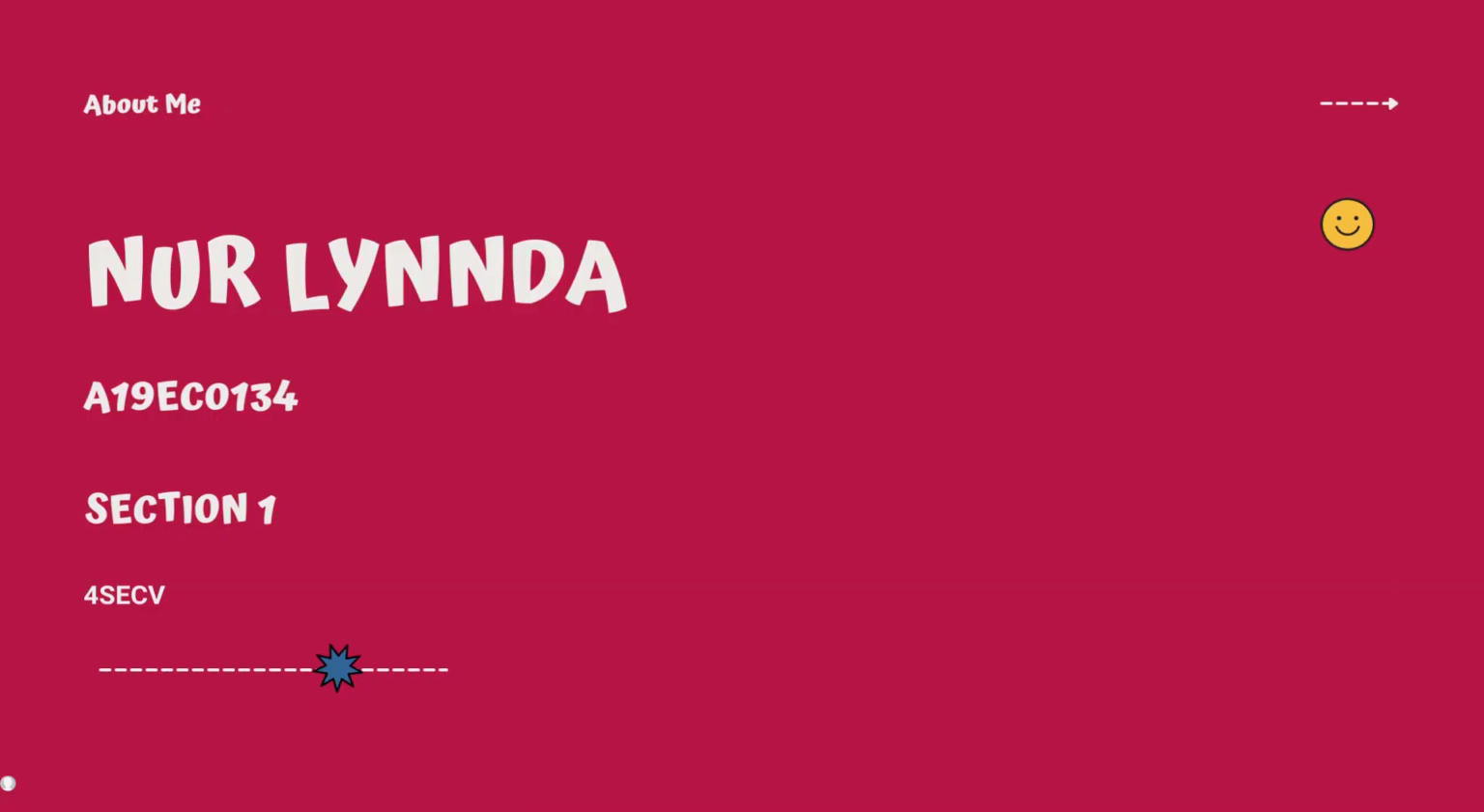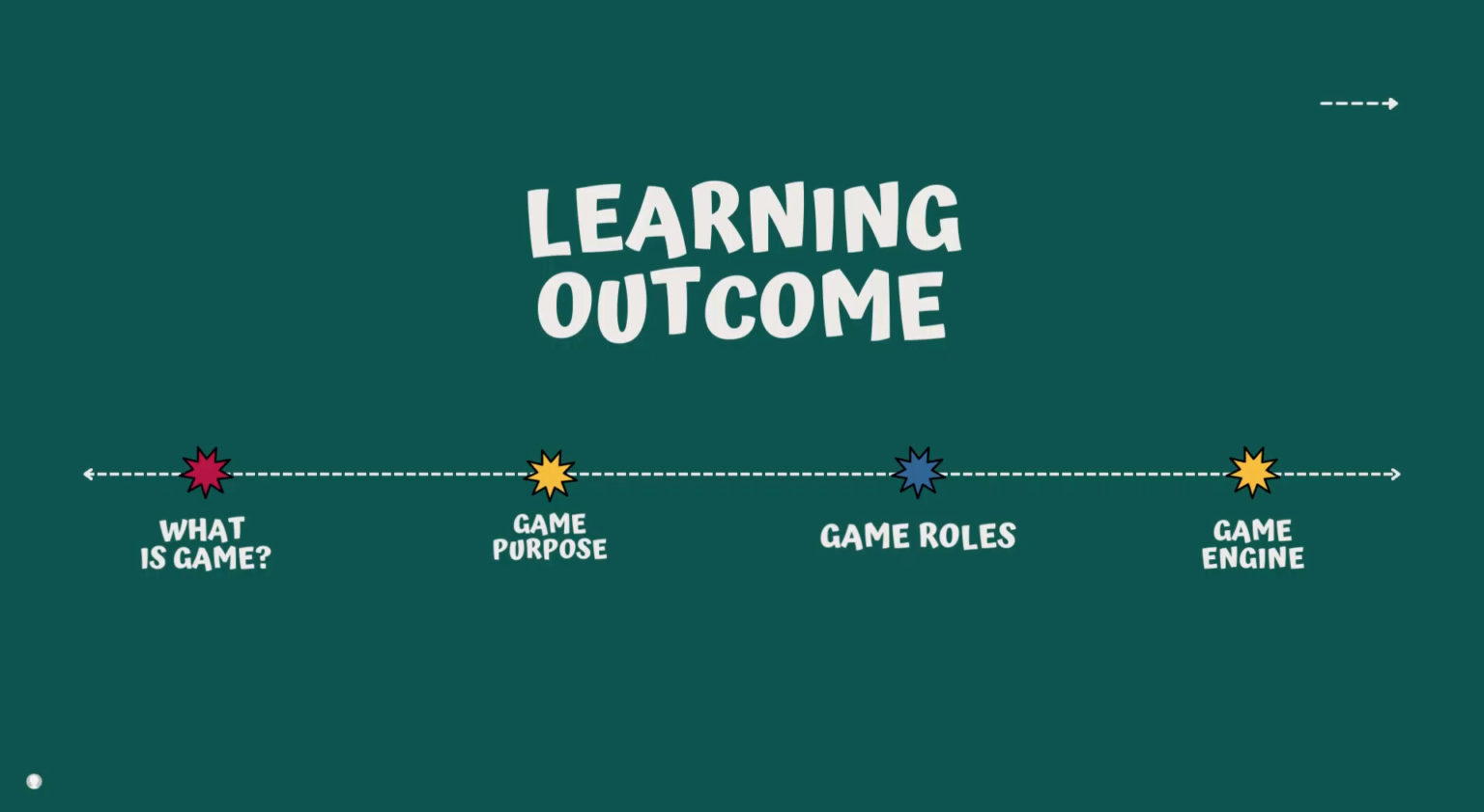So let me introduce myself. My name is Nurlinda. My metric number is A19EC0134 from section 1. This is going to be my learning outcome, which are what is game purpose, game rules, and game engine. And lastly, I'm going to talk about the rock, paper, scissors flowchart.